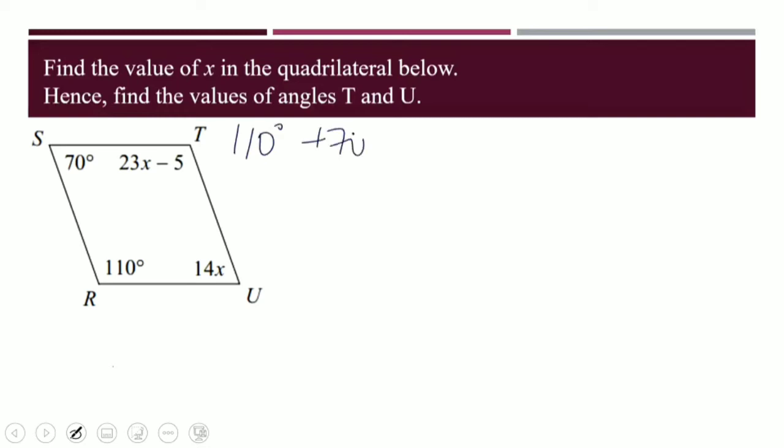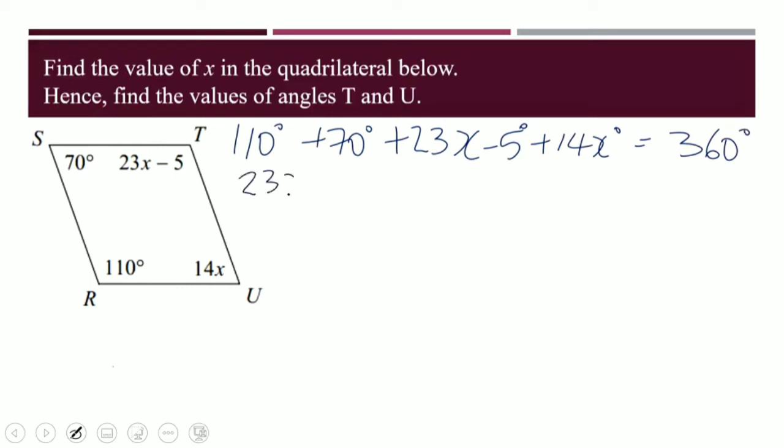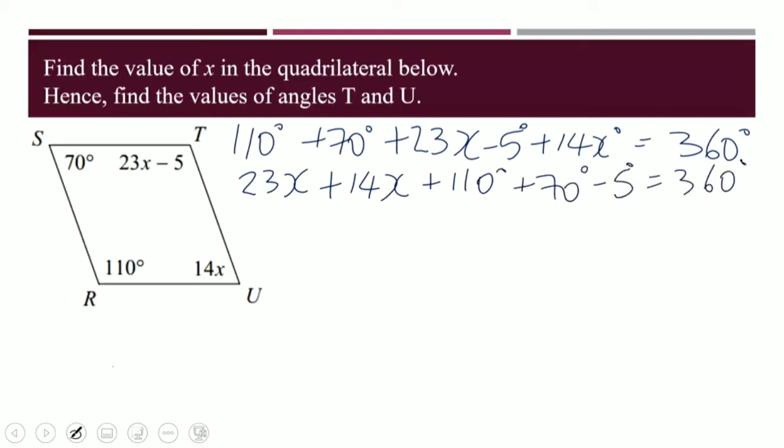110 degrees, and it doesn't matter the order in which you write the angles that you are given, equals 360 degrees. You go ahead and put your like terms together. Let me just write it out so that persons can see it. 14x, I have 14x degrees. 23x plus 14x is going to give us 37x. 110 degrees plus 70 degrees minus 5 degrees will give us 175 degrees is equal to 360 degrees.